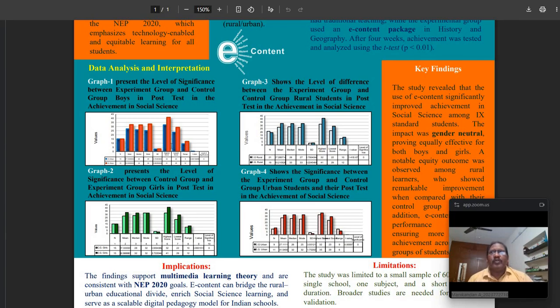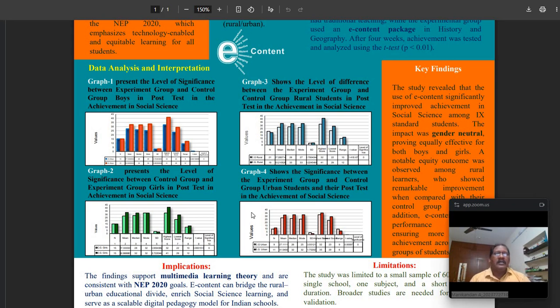Then the fourth hypothesis: there is no significant difference between control group and experimental group urban students in their post-test scores. From the data, after analyzing, the t-value is 0.000967, which is statistically different. That means the p-value is lesser than 0.001. Null hypothesis is rejected. E-content significantly enhanced the achievement of urban students in social science. The graph also represents the data.